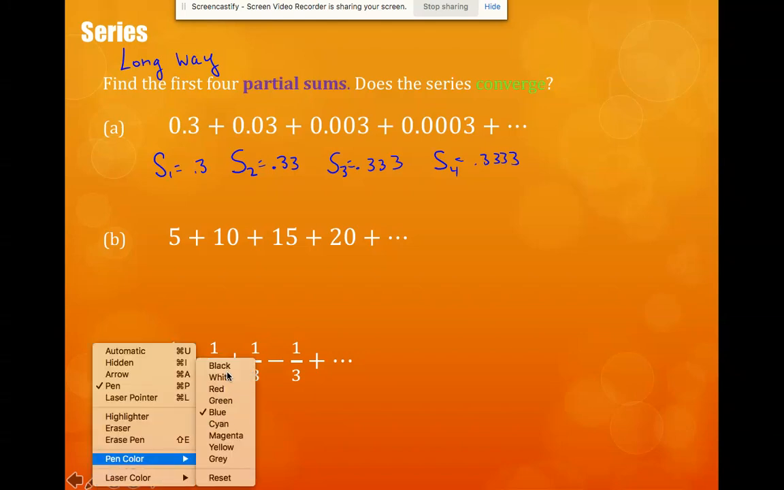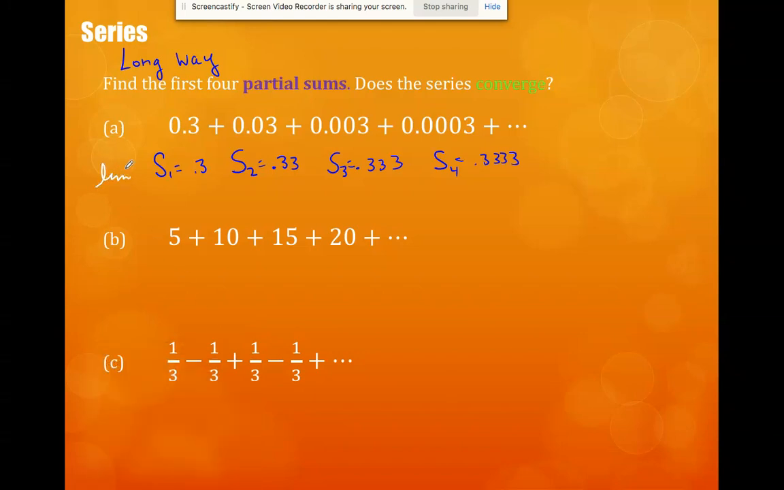Can you see that the limit of this list is going towards a number, right? 1/3. So as I go to infinity, if I kept going, can you see that? The amount being added is going to get smaller and smaller and smaller.